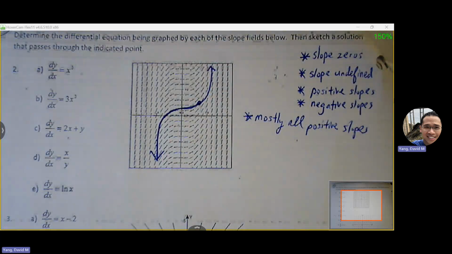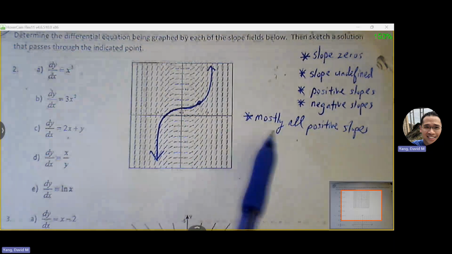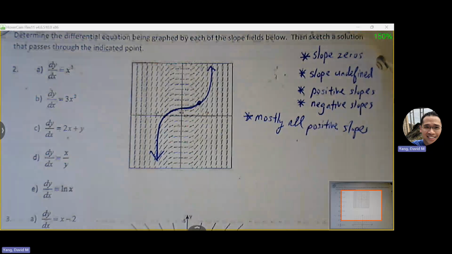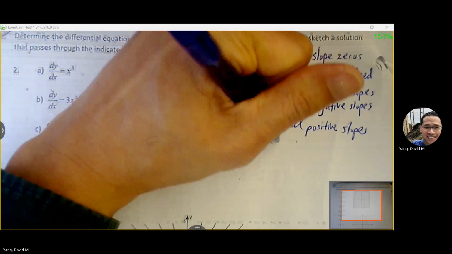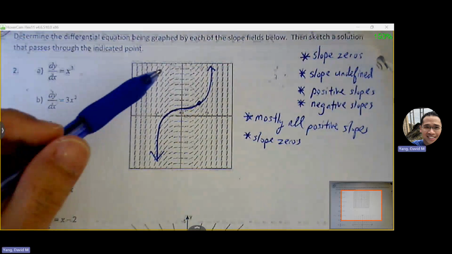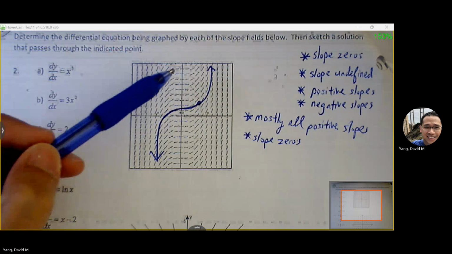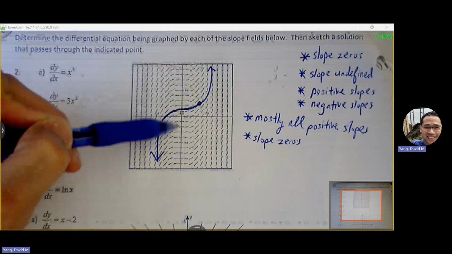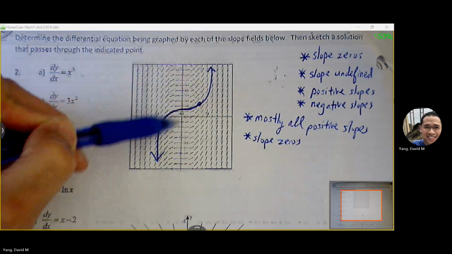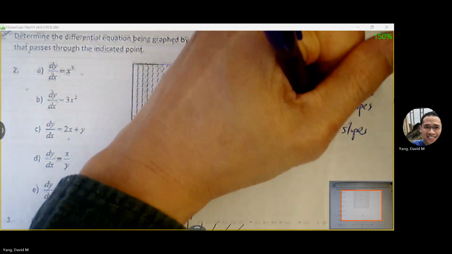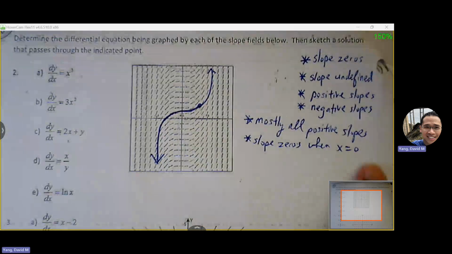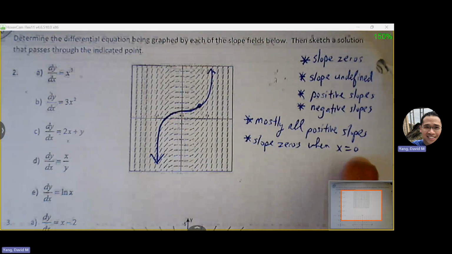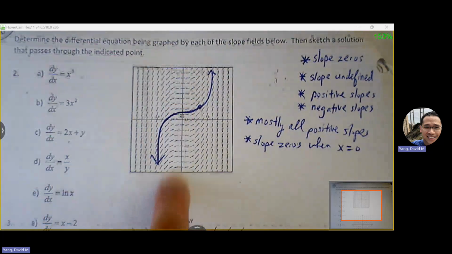So every ordered pair should give me a positive number, but do I see something else other than positive slopes? What else do you see? Slope zero, right? So where do you see slope zeros? When what? What variable? It's the y-axis, right? So when what? When x is 0. So that means if I plug 0 in for x, I should be guaranteed to get a 0 in return.